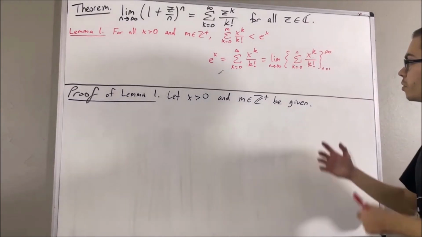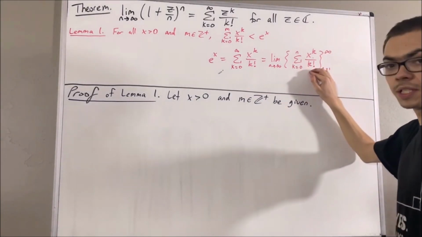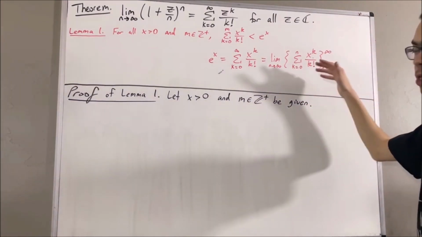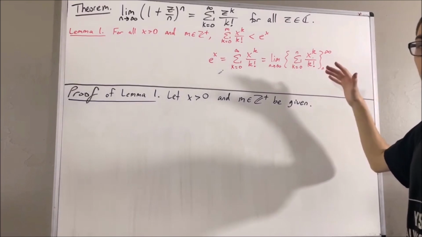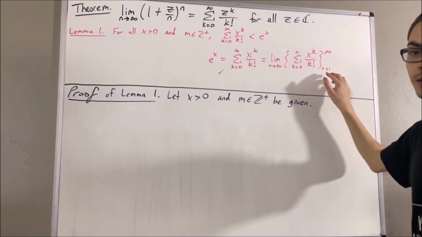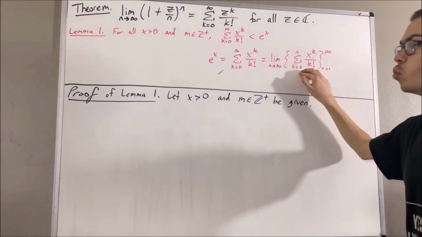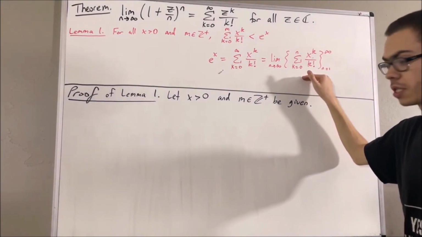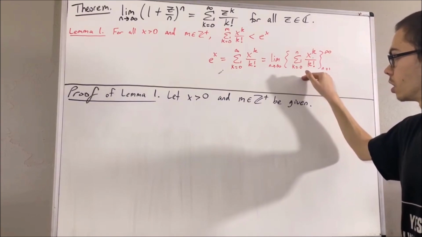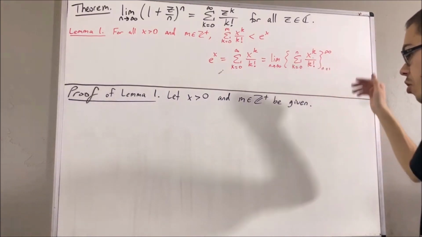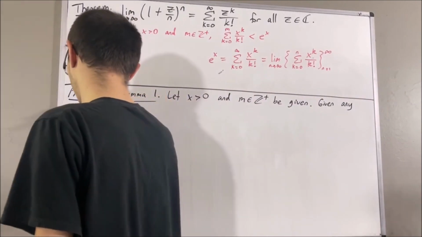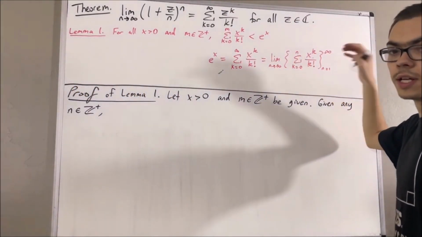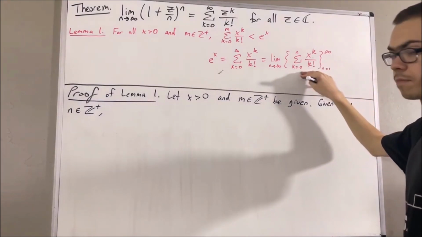Right? Now, the claim is that this sequence is a strictly increasing sequence. So how do we show that? Well, all we got to do is show for all positive integers n, the (n+1)th term of this sequence is strictly greater than the nth term of this sequence. So let's give ourselves an arbitrary positive integer n. And from here, we're going to show that the (n+1)th term is strictly greater than the nth term.